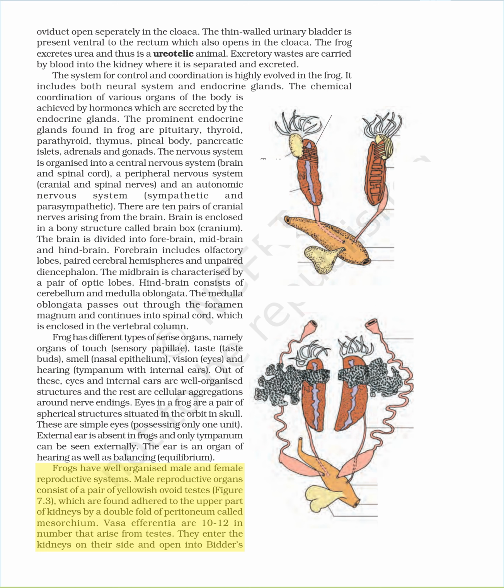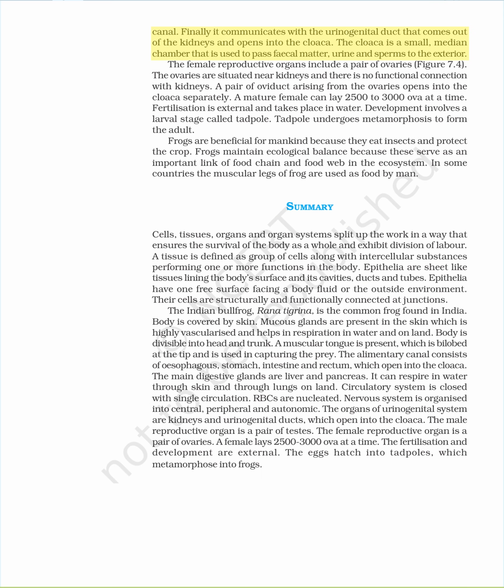Frogs have well-organized male and female reproductive systems. Male reproductive organs consist of a pair of yellowish ovoid testes, figure 7.3, which are found adhered to the upper part of kidneys by a double fold of peritoneum called mesorchium. Vasa efferentia are 10 to 12 in number that arise from testes. They enter the kidneys on their side and open into Bidder's canal. Finally, it communicates with the urinogenital duct that comes out of the kidneys and opens into the cloaca. The cloaca is a small, median chamber that is used to pass fecal matter, urine, and sperms to the exterior.